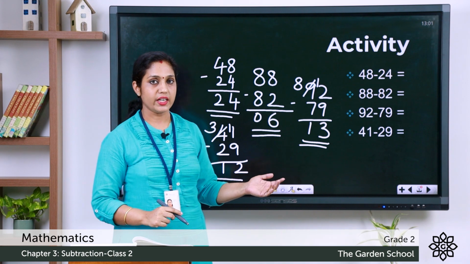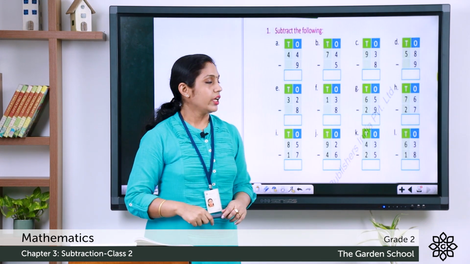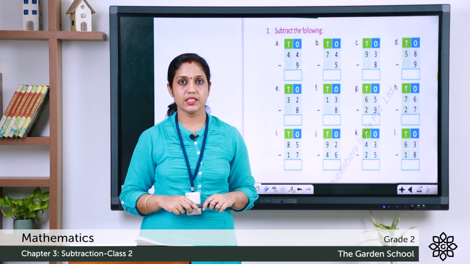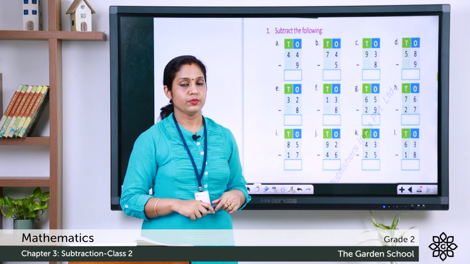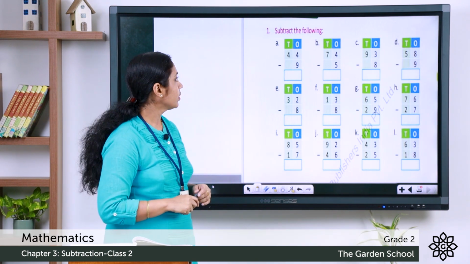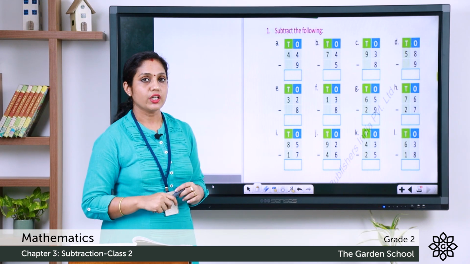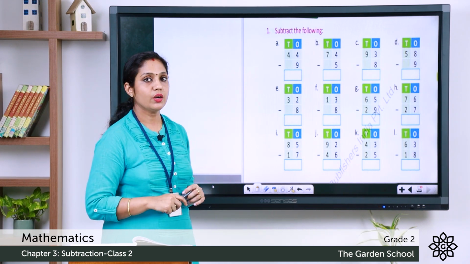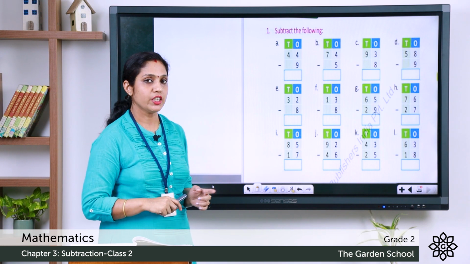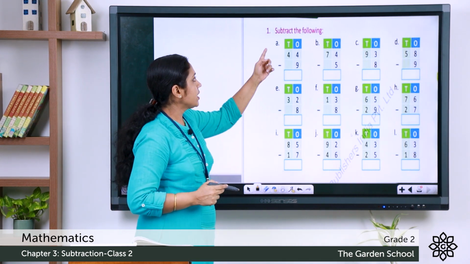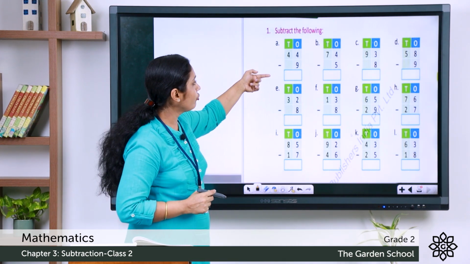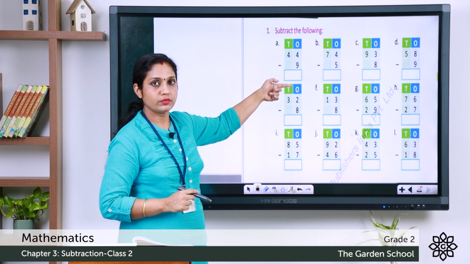Hope your answers are correct. In your textbook, page number 36, you have this exercise. You can open your textbook. First one is 44 minus 9. Here we are subtracting a 1-digit number from a 2-digit number. So let's see. A, we have 44 minus 9.